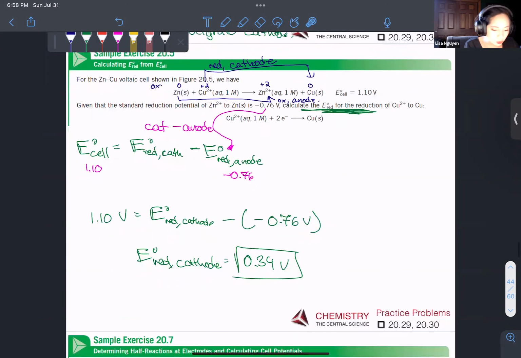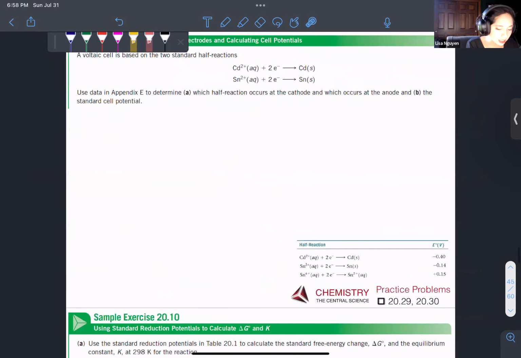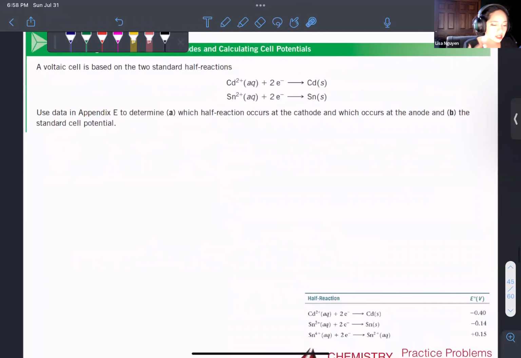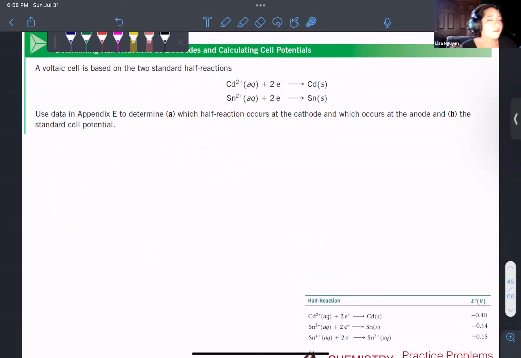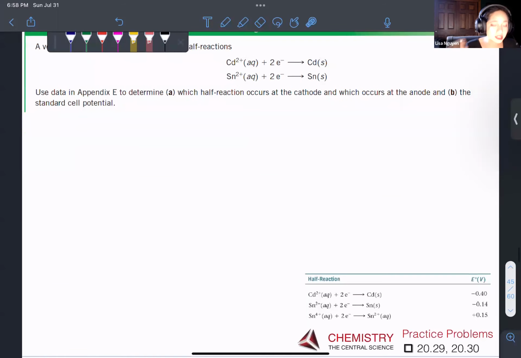This one is a little bit different here. I give you two half reactions using the appendix. Figure out which reaction occurs at the cathode, which one occurs at the anode, and figure out the cell potential. So I give you these two reactions, parts of appendix E. All of these are reduction potentials because all of these substances are being reduced. This reaction involves cadmium and tin.